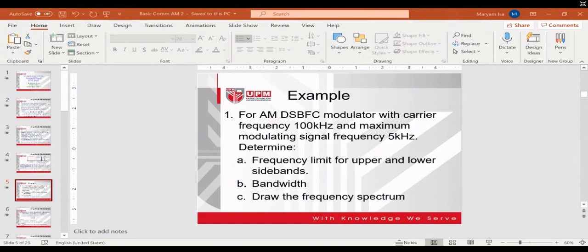For the upper sideband first, can you give me the upper sideband frequency limit? That means the maximum frequency, or you can give me the range as well. Boleh Kak Azuddin? So the upper frequency, upper sideband.